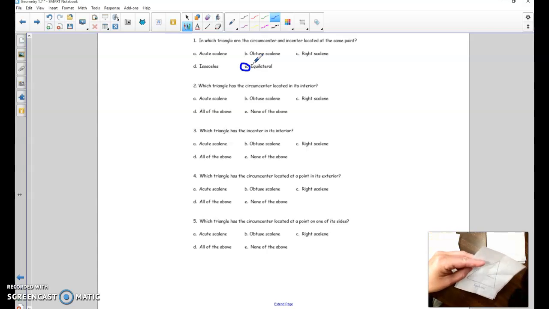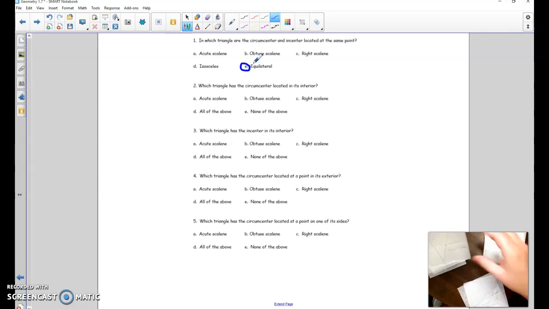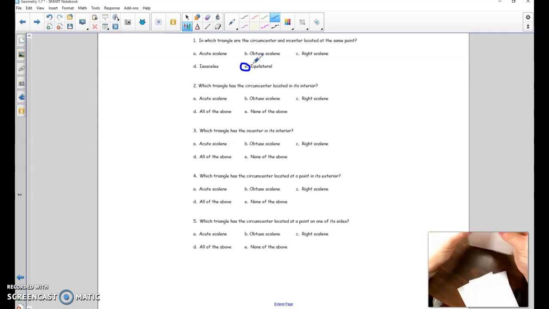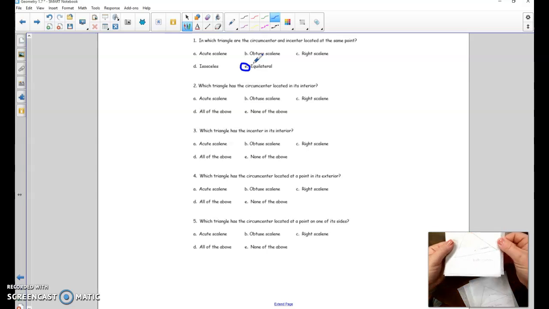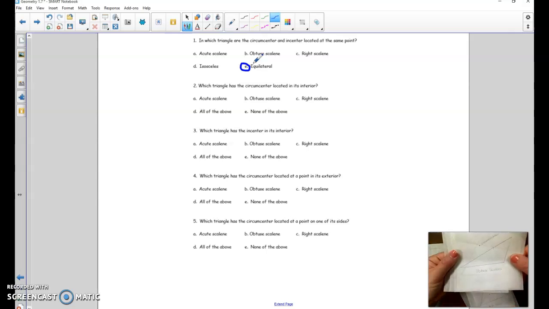Number two, which triangle has the circumcenter located in its interior? So you're just looking at your circumcenters. As I labeled mine, I put circumcenter and incenter just to make it a little bit easier to separate these. So these are all circumcenters. The acute scalene has the circumcenter inside. Right scalene, the circumcenter is on the hypotenuse, the side across from the right angle. It's the midpoint of the hypotenuse, so it is not inside. Obtuse scalene, my circumcenter is outside the triangle.